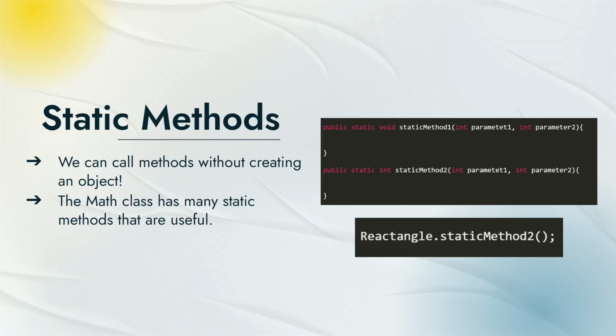So you can just say rectangle.static method 2 or whatever the class name you're using is. That's why if you remember, if a string or anything has static methods, you can use string dot something. But as far as you need to know for this course, you don't need to know any static methods for strings. However, the math class has many static methods that are very useful.